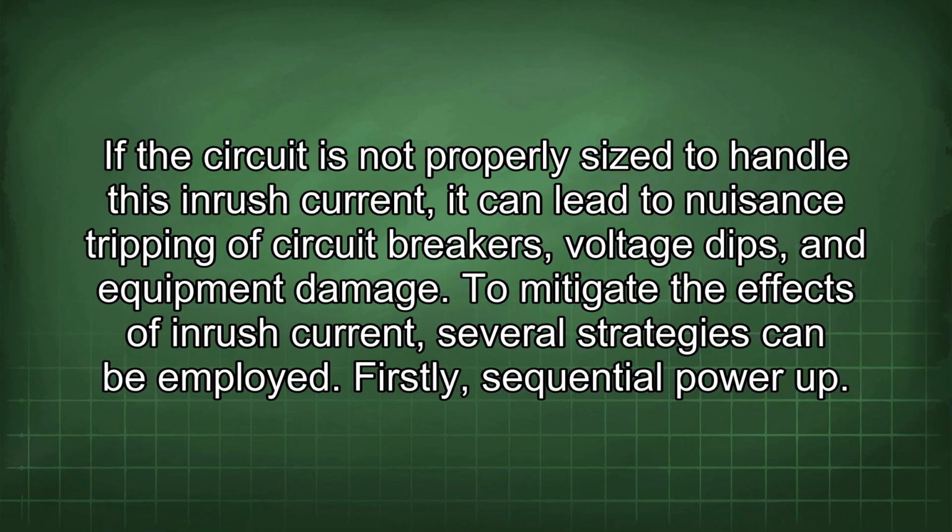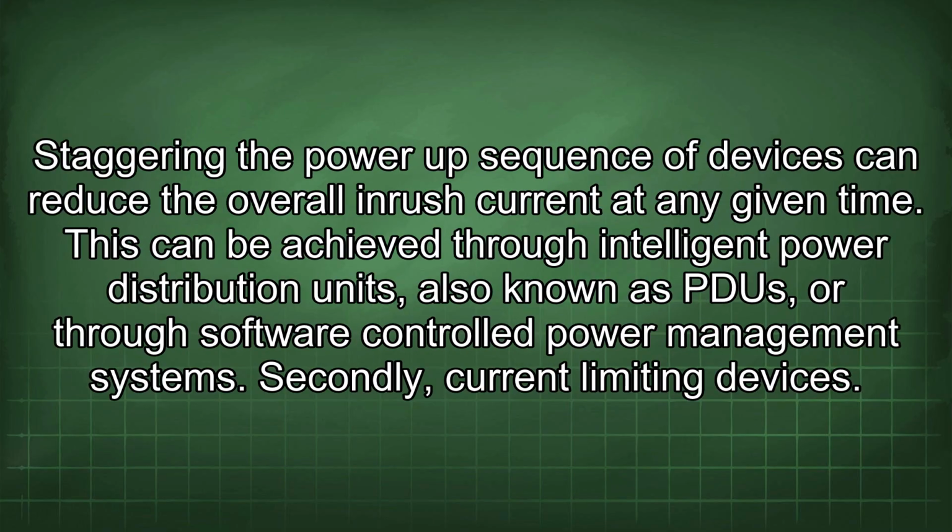Firstly, sequential power-up. Staggering the power-up sequence of devices can reduce the overall inrush current at any given time. This can be achieved through intelligent power distribution units, also known as PDU, or through software-controlled power management systems.